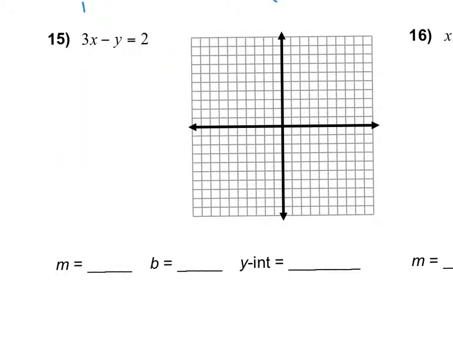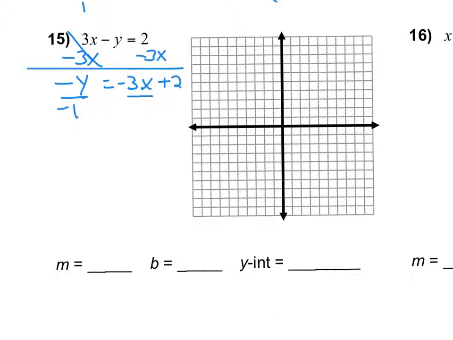All right, last two problems. Write it down. 3x minus y equals 2. Okay, so I'm going to solve for y. What do I do first? Subtract the x, right? Subtract 3x from both sides. I get -y equals -3x plus 2. What do I have to divide by? A -1. So I need to divide everything by a -1.